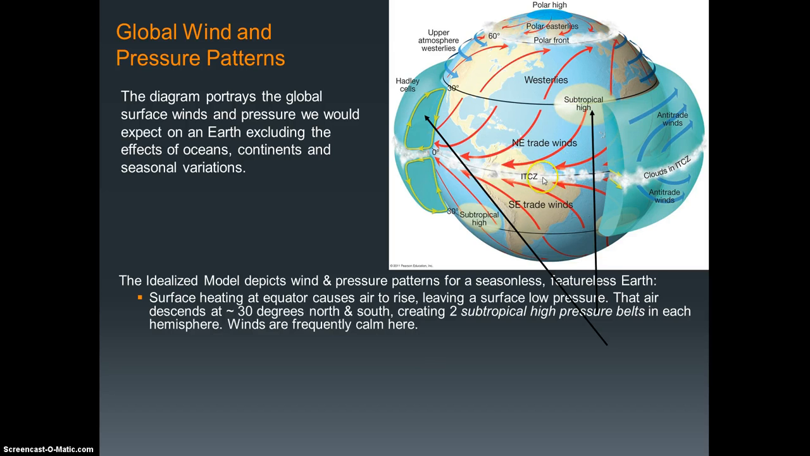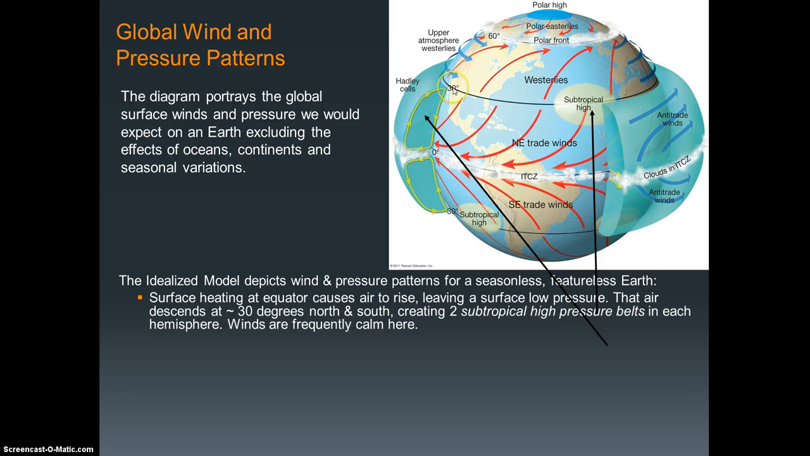It increases the pressure at the surface. So you get those molecules very active as they're heated, and they rise. And this creates low pressure at the surface. As this air rises from the surface, it cools. And as it cools, it becomes more dense, and it will sink along or around the 30-degree north and south latitude lines.